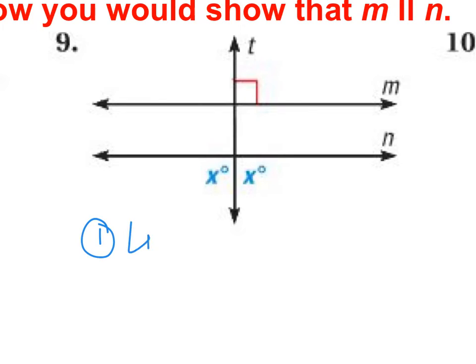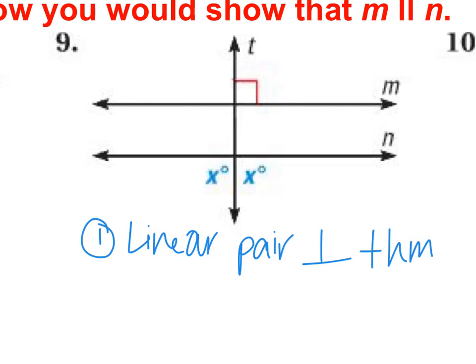So the first one that you'd use is the linear pair perpendicular theorem. And let's read what that says again. It says that if two lines intersect to form a linear pair of congruent angles, then the lines form a perpendicular. So because they're both x, they're both congruent. And so we know that these two have to be 90 because they have to add up to 180. And they have to be the same. So these are both 90. And then you got right angles here. So what's the second thing we use to actually say that they're parallel now?